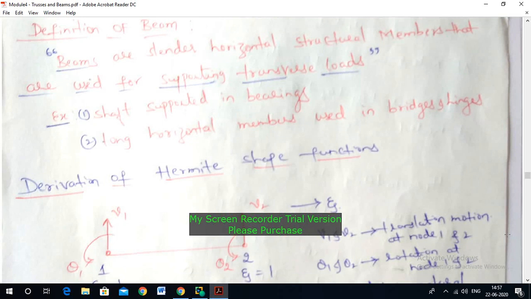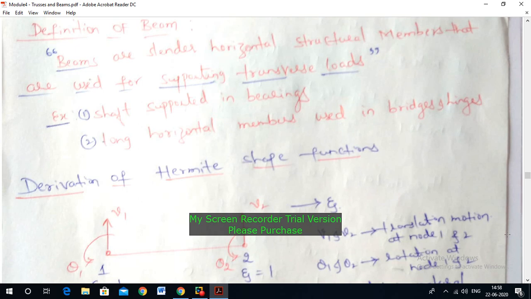In this video, I will explain the next topic in the fourth module, which is beams. In the beam topic, the important part from the examination point of view: there are two derivations in the syllabus, and both are very important. The very first derivation is the derivation of the Hermite shape function.